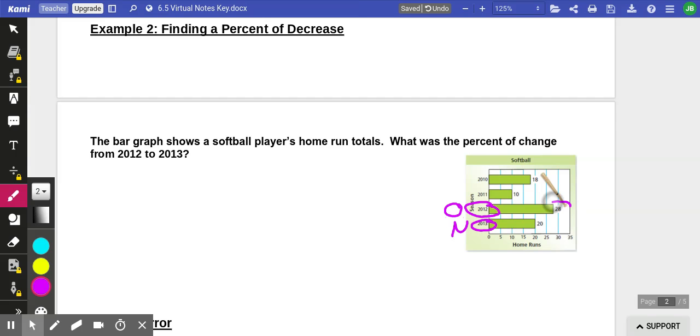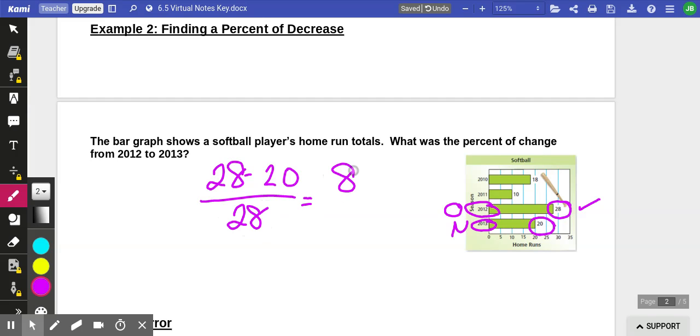So 2012, I had 28 home runs, and then in 2013, I had 20. So I really am starting with the larger of the two, because I'm going to do the original minus the new. So I'm going to do 28 minus 20, and I want to divide by the original amount that I started with. So the original amount was the 28, so I'm going to divide by the 28. So that leaves me with 8 over 28. Okay, remember guys, it's going to be original minus the new, and always dividing by that original.